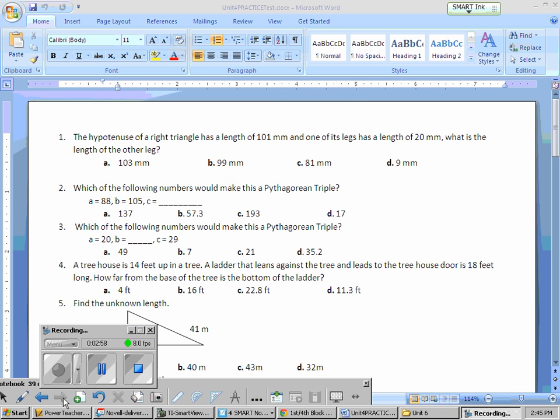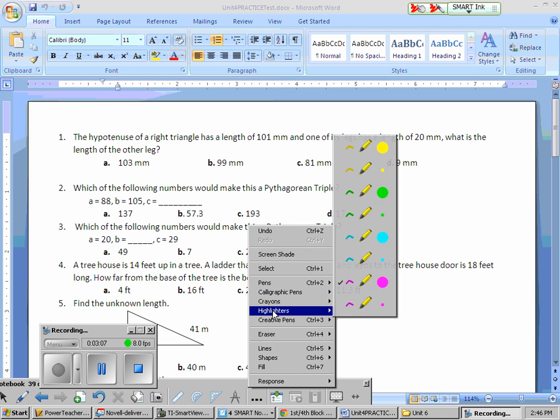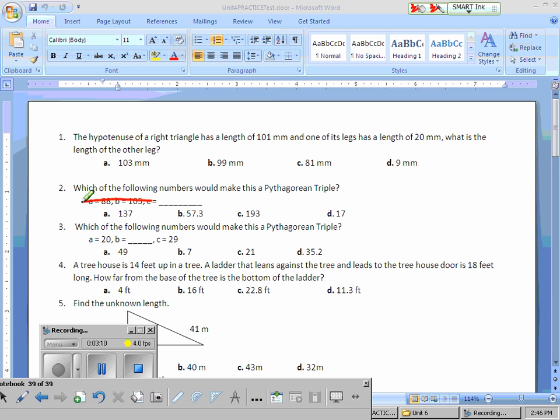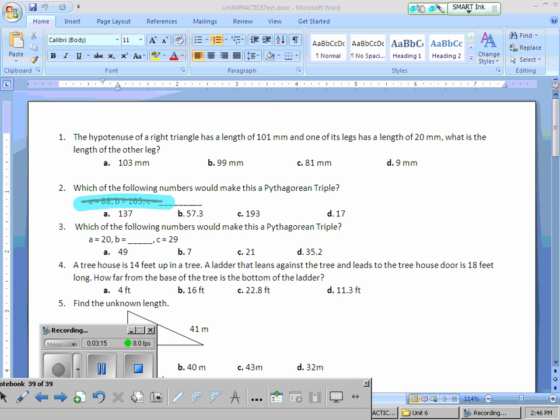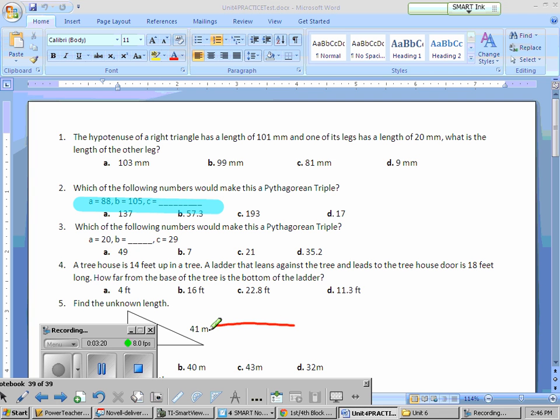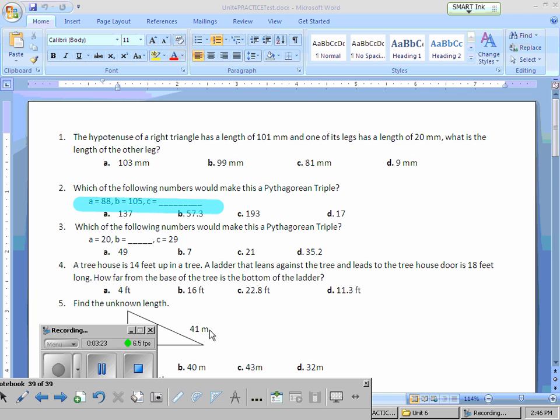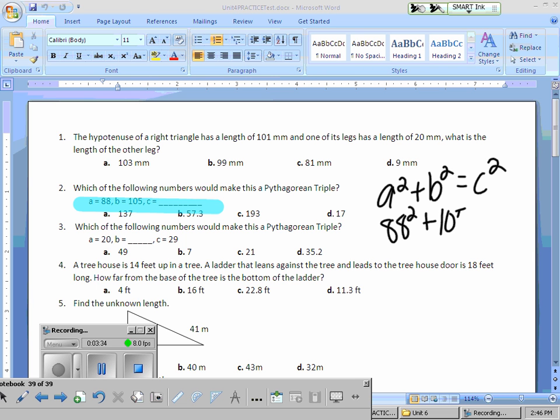Let's move right along to number 2. It says, which of the following numbers would make this a Pythagorean triple? So we use A, B, and C. A is 88. I told you I wanted a highlighter. Hold on a second. What's going on? See if we can get rid of that red mark. A is 88, B is 105, and C is unknown. So we're going to do just like before. A squared plus B squared equals C squared. A is 88, B is 105, and C is unknown.